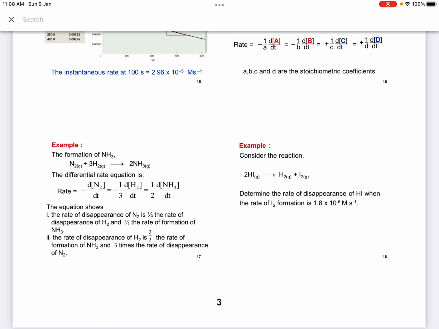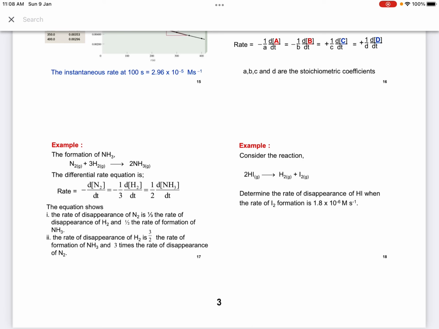So the equation shows the rate of disappearance of nitrogen is 1/3 of the rate of disappearance of hydrogen and half of the rate of formation of ammonia, while the rate of disappearance of hydrogen is 3 over 2 the rate of formation of ammonia and 3 times the rate of disappearance of nitrogen. Okay, this is how we interpret the differential rate equation.